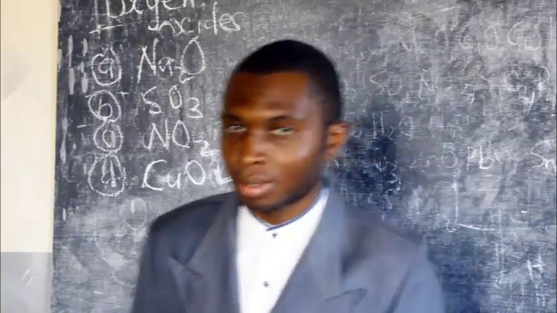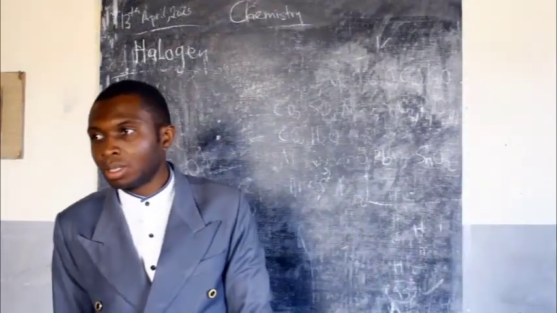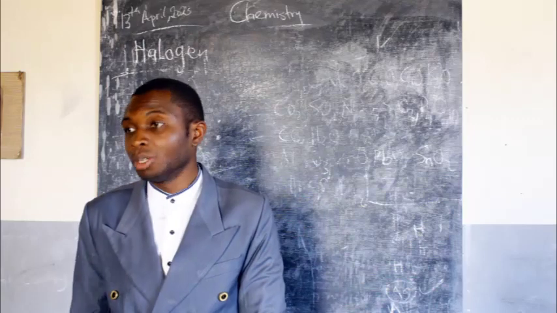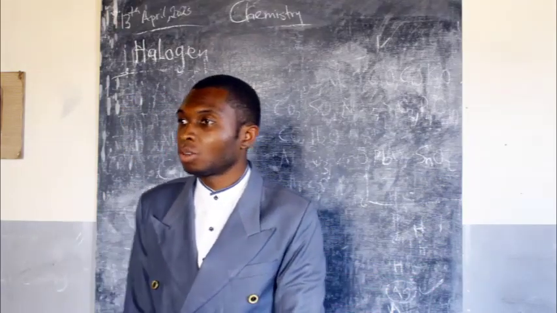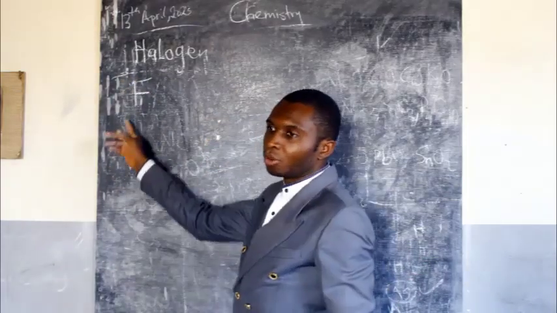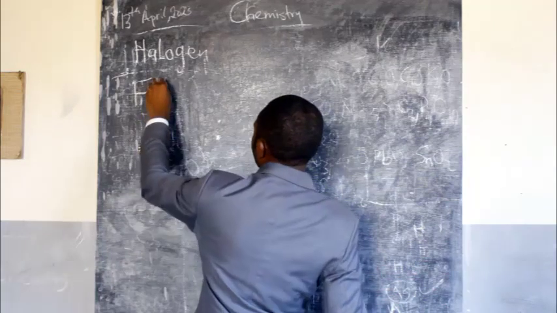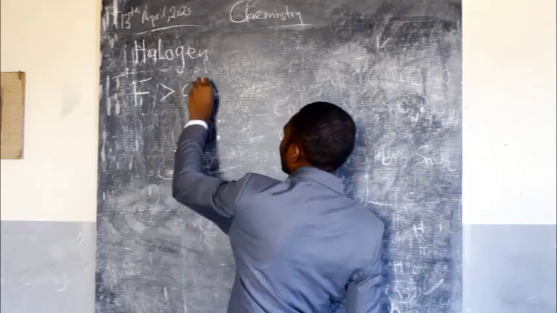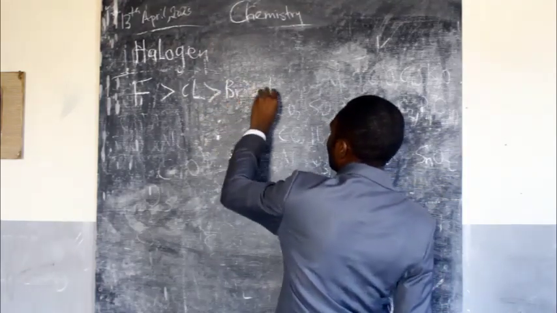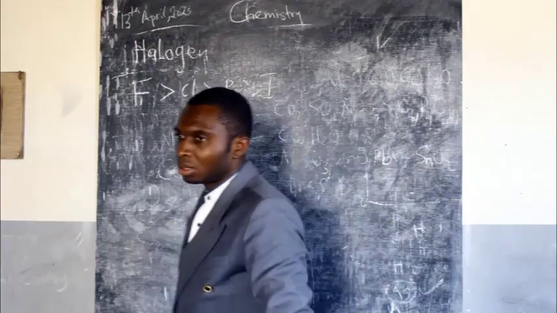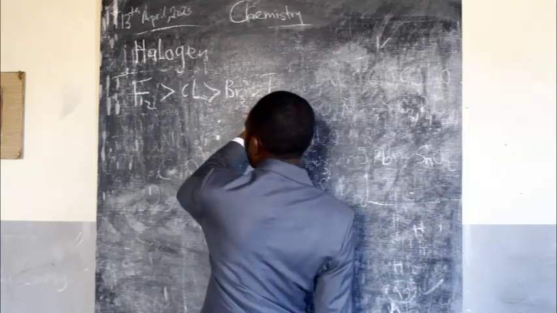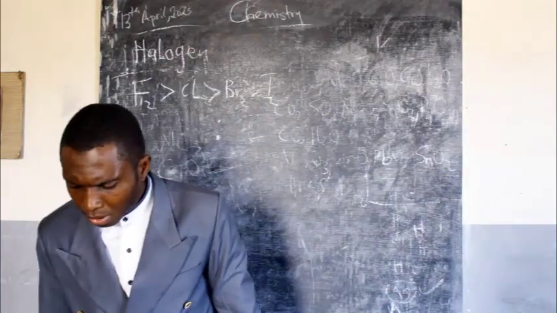Let's go on to halogens. Halogens are members of group 7 in the periodic table. The actual meaning of the word halogen is salt formers, right? We have fluorine, which is the most reactive. After fluorine is chlorine, then bromine, and the least reactive halogen is iodine. Thank you.